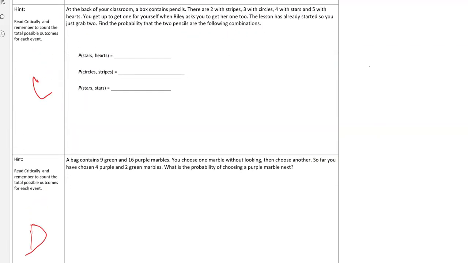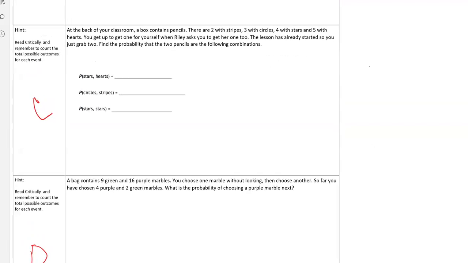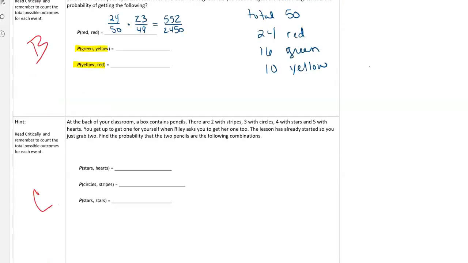C and D, it's the same type of process. You just got to critically read what it is that they're having you do.